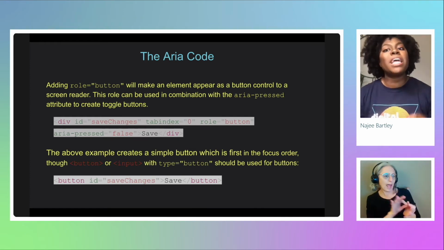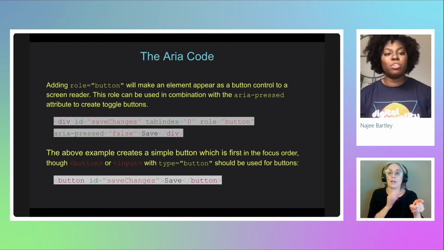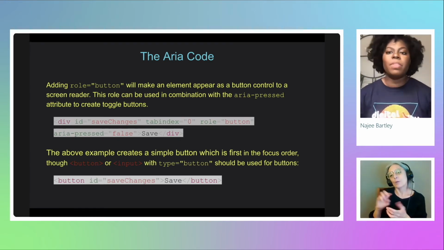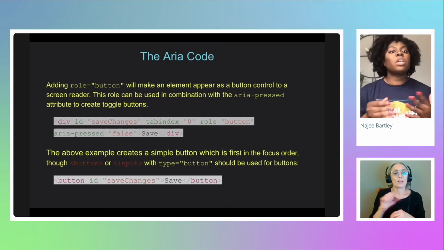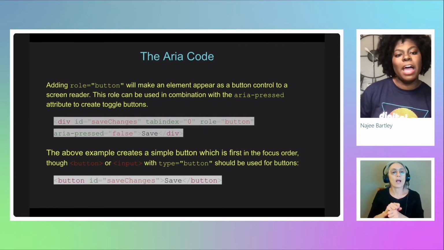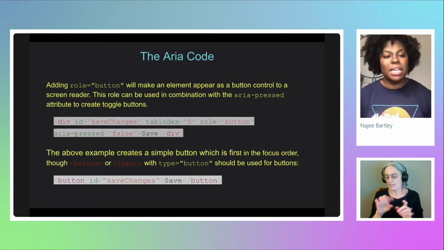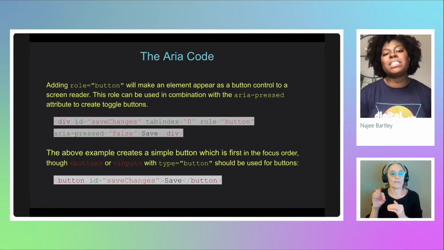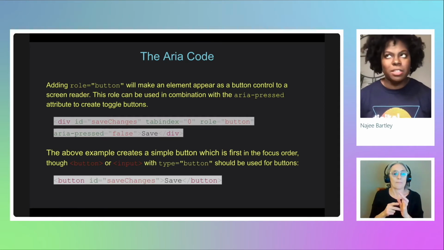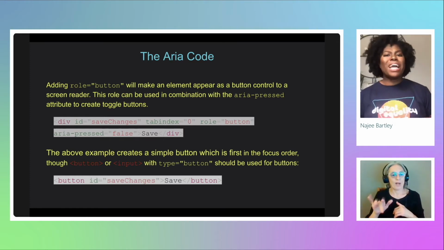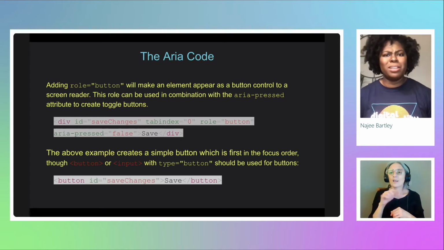This role can be used in combination with the ARIA pressed attribute. An attribute is something that describes the element. The ARIA pressed attribute is used to create toggle buttons. Here we have some code with a div and an ID, and it's saying role equals button, ARIA pressed equals false. Saying ARIA pressed equals false basically means no one has pressed on it yet. True or false. That means they haven't pressed on it yet.